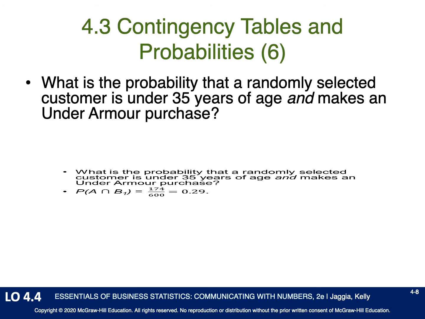All right. So now, what is the probability that a randomly selected customer is under the age of 35 and purchases an Under Armour garment? Okay. So now we're looking for that intersection of Under Armour and A, under 35. So we're looking at 174 out of the 600 total consumers purchased Under Armour and were under the age of 35. So that is 29%.